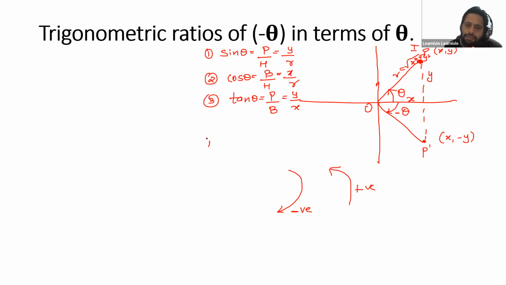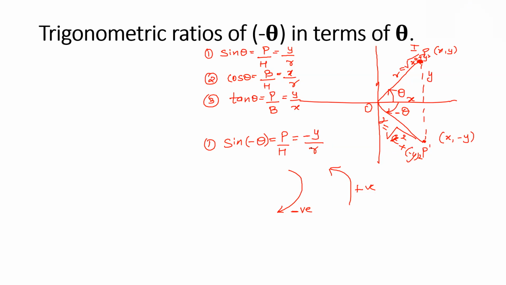Here we will take the angle as sine minus theta. If we talk about this, then the formula will remain as it is, P by h. And what is the perpendicular? We will take it as minus y. And what is the hypotenuse? It will remain r. If we find the hypotenuse here, it will become x squared plus minus y squared, so it will remain as it is, r. So we get sine minus theta is equal to P by h, which will give us minus y by r. So, this is clear up to here?